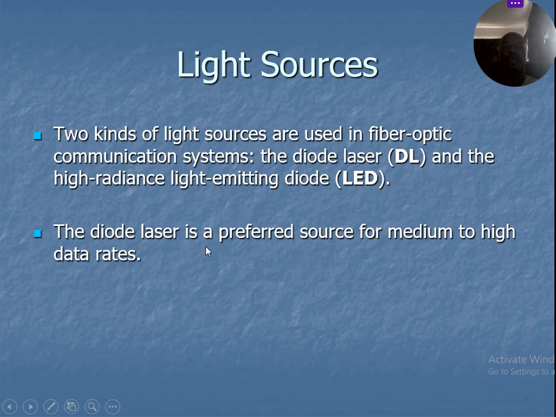So the diode laser is the preferred source for medium to high data transmission. Except when you're doing just low data transmission, that's when you use the LED as the source of light. But if you want a medium to high data transmission rate, then you have to use the diode laser for generating the light pulses into the optical fiber system. Okay, now let's move on to the next thing.